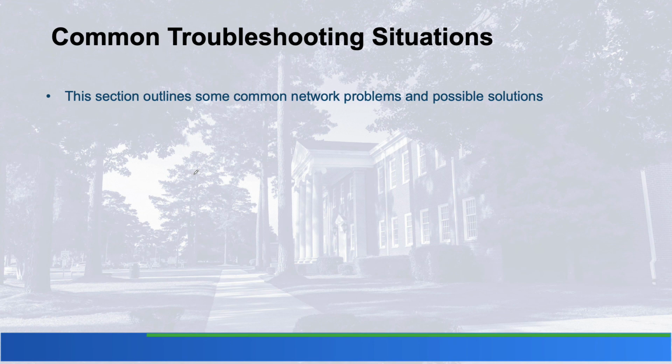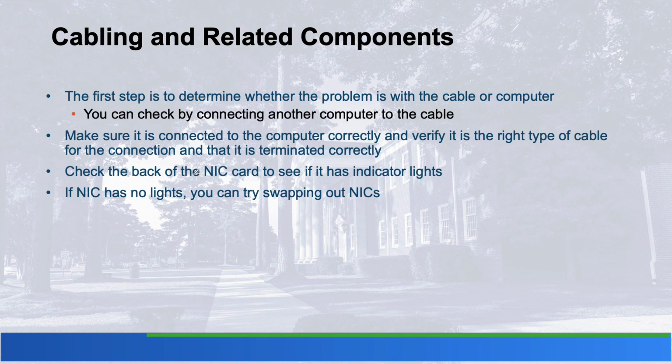So here are some common troubleshooting situations that you might run into. If you run into cabling and related components, your first step is going to be to determine whether the problem is with the cable or the computer. So we're going to make sure that the cable is connected to the computer properly. Look at the NIC lights on the back. You should have a green light or a green blinking light. That's a physical link light. If your NIC doesn't have any lights, you can try swapping out the NICs. You can try swapping out the patch cable. So this is a physical layer thing. If you start at the physical layer troubleshooting, you should look at the cabling first.